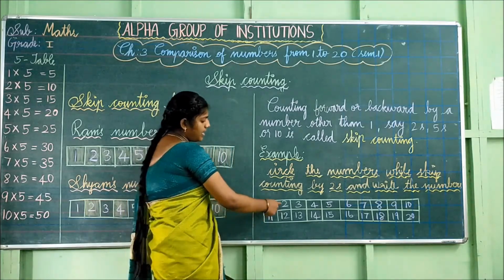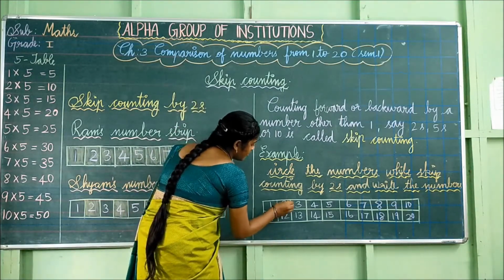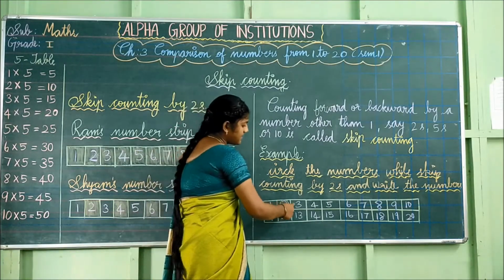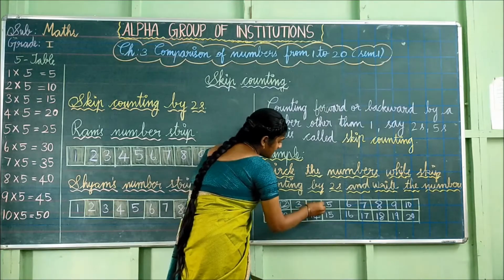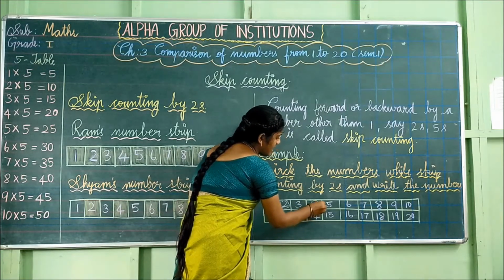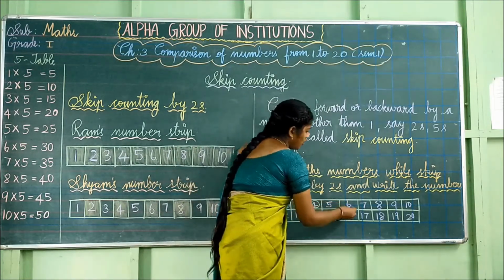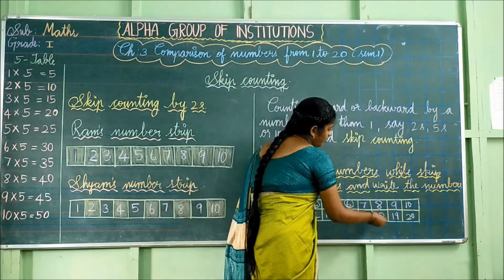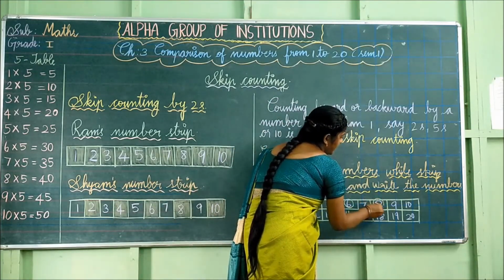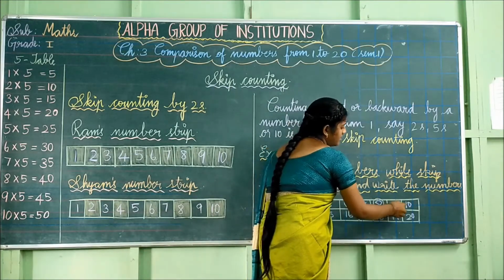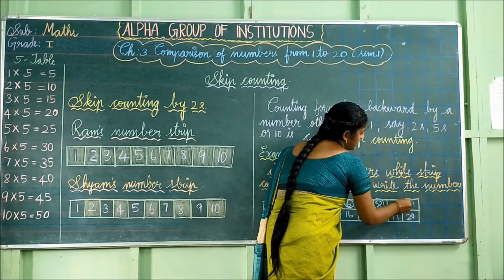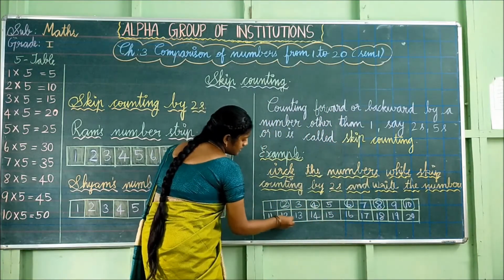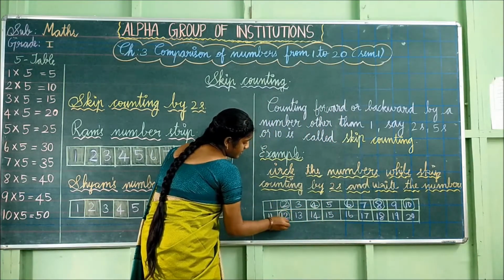See here, first one, this is second one. So I am going to circle this number. Then 1, this is 2. So I am going to circle number 6. Then again 1, 2. So I am going to circle number 8. And again 1, 2. So I am going to circle number 10. And see here 1, 2. So I am going to circle number 12.